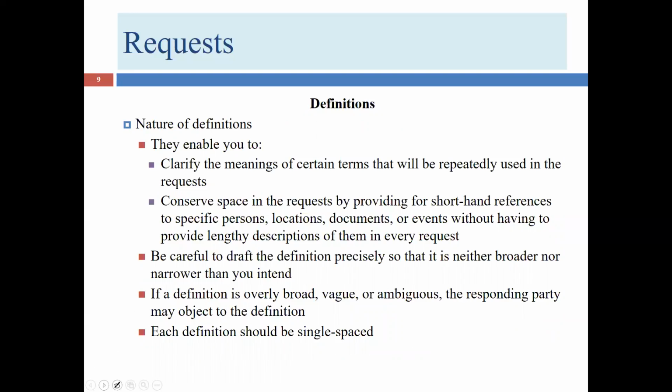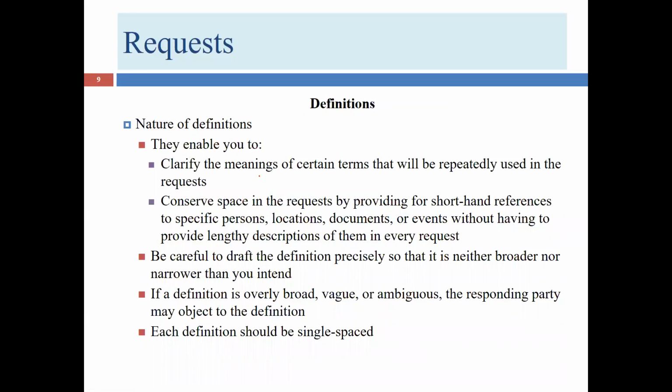And then again, we have the definition section. This is, again, your terms that you're going to use throughout the document. Why set it up so you have to continuously be providing information or explaining what you want? Why not just say it once, and then the answerer can refer back to that one explanation every time he or she has that question.